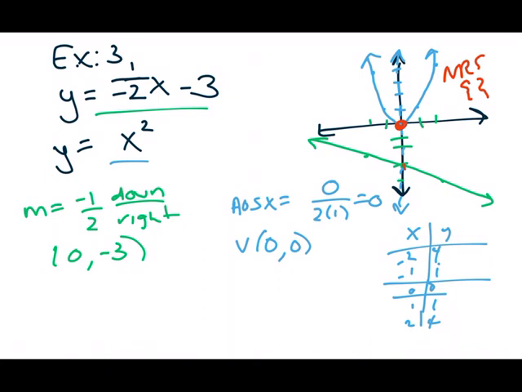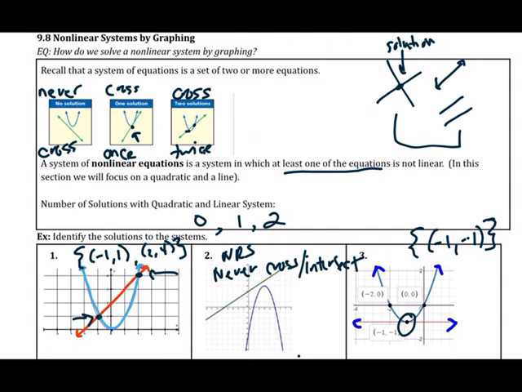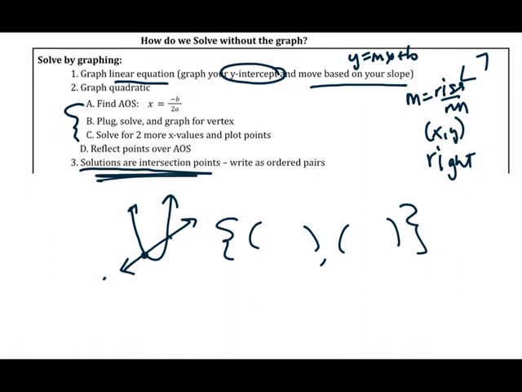So to recap this section, a nonlinear system is a system that involves at least 2 equations, and at least one of those equations is not a linear equation. What we focus on in this section is a quadratic and a line. When that happens, a quadratic and a line can either never cross, as in that last example, which means they have no solution. They can cross exactly once, or they can cross twice. We talked about how to identify the solution when you're given a graph, just looking at where they intersect, and how to actually create a graph, graphing the line. We reviewed graphing a line, graphing the quadratic, and identifying the points where they cross.